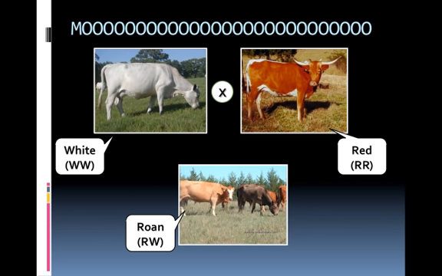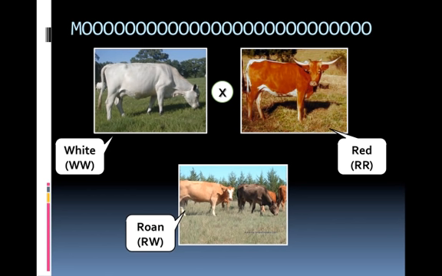For cows, this is kind of how that works. The way that we write the genotype is a little different. Instead of using uppercase and lowercase, they actually use different letters entirely. So in this case, the full recessive would be the white, which is capital W, capital W. The full dominant genotype would be big R, big R.